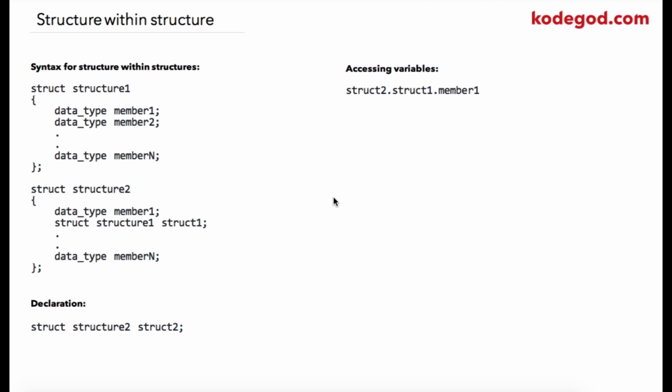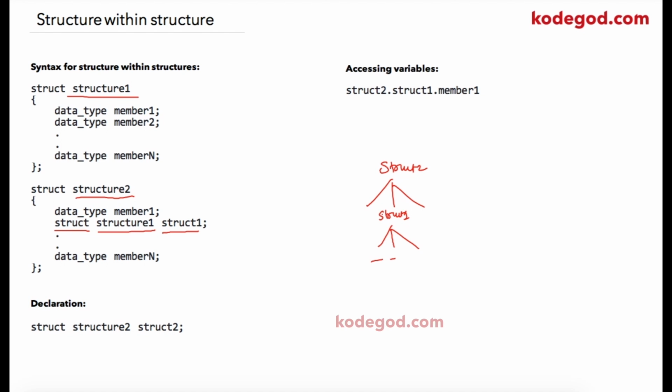In this lecture we are going to learn about structure within structure. So what we are going to basically do is use a structure inside of a structure. If we assume structure 1 and structure 2 as our two structures, then inside of structure 2 I'm declaring a variable struct1 of type structure 1. So structure 2 has some data members inside of it, out of which there is one data member of type struct1. So inside of struct1 there would be the data members of struct1.